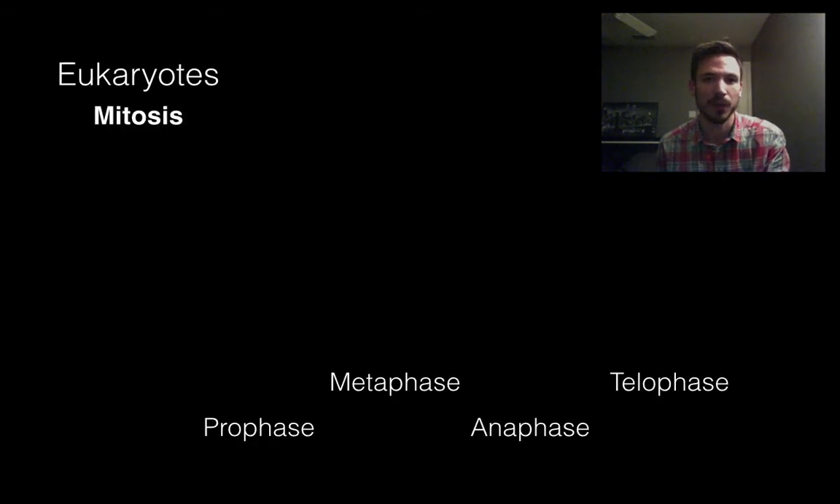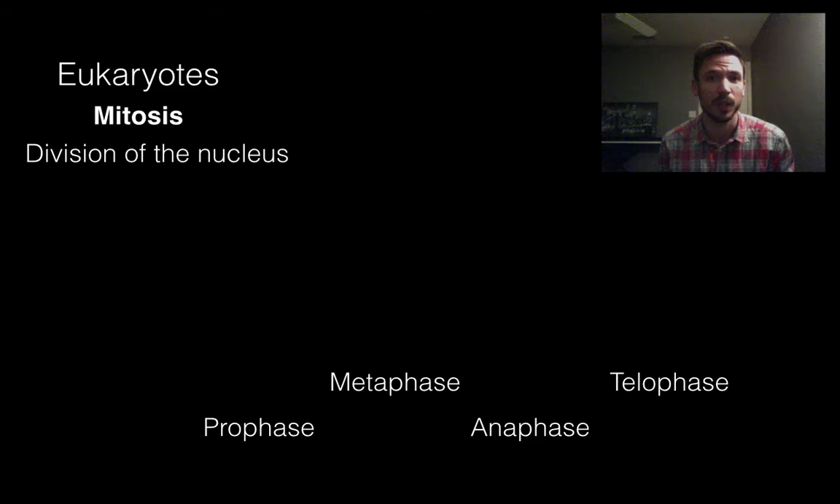For other eukaryotes, like ourselves and plants, we have to use the process of mitosis. So there's going to be 4 major parts of mitosis. There's going to be prophase, metaphase, anaphase, and telophase. So if we take a look at what mitosis really is, it's really just the division of the nucleus. A lot of people think it's how the whole cell divides, but really mitosis is how we're going to take the nucleus of a eukaryote and divide it so we end up with 2 nuclei that are genetically identical.